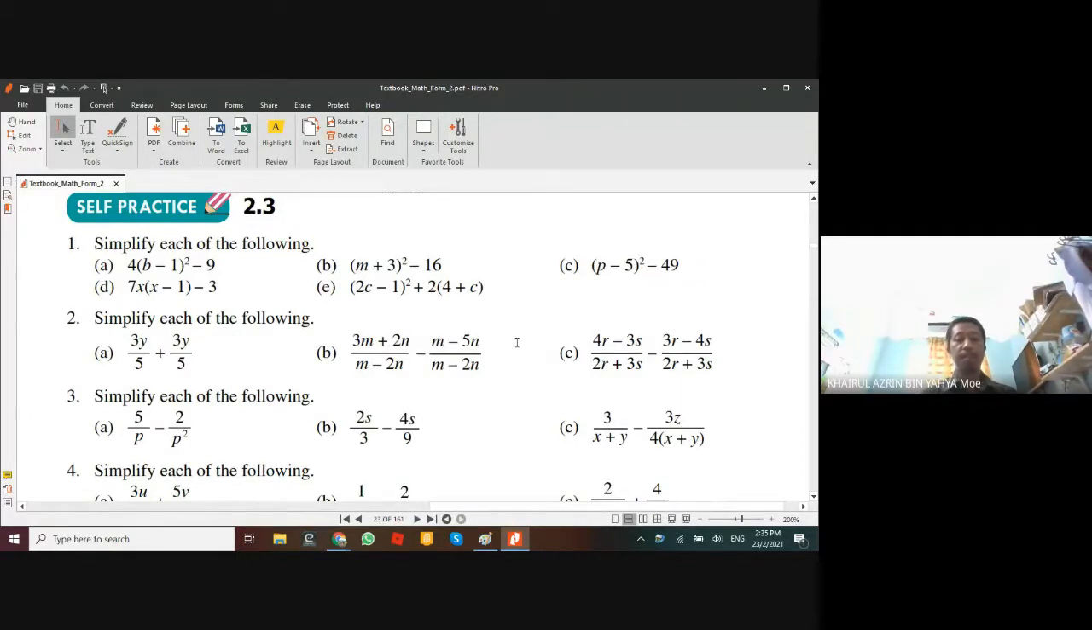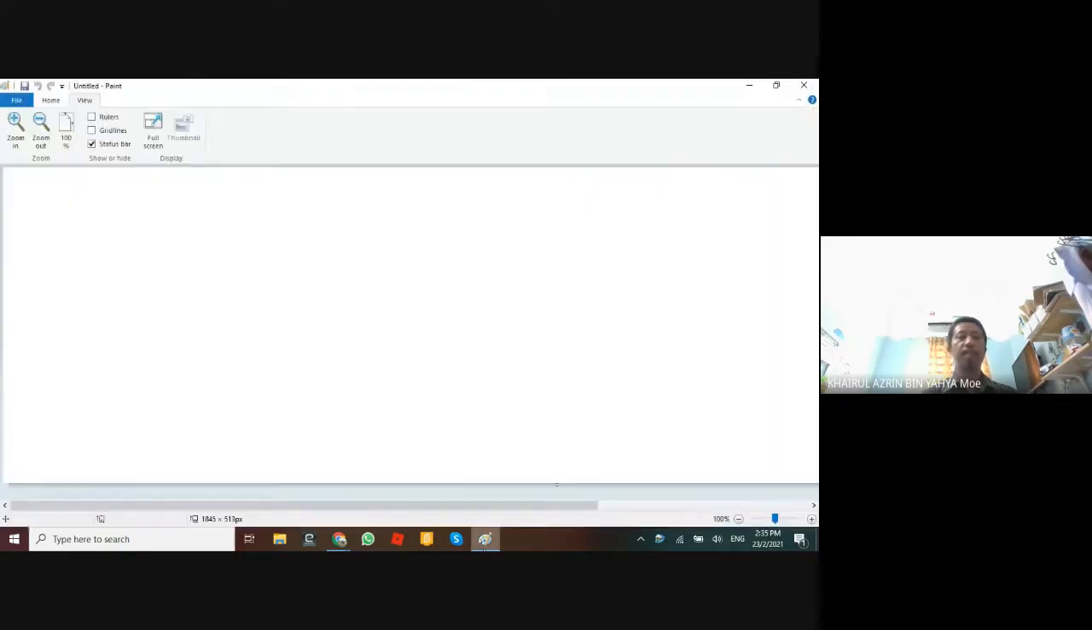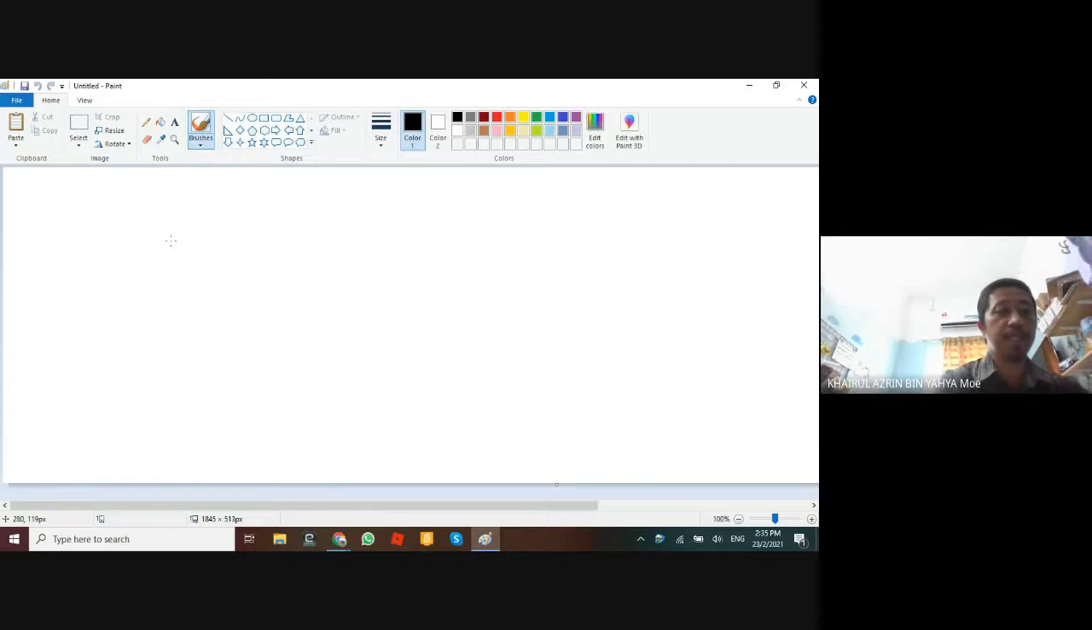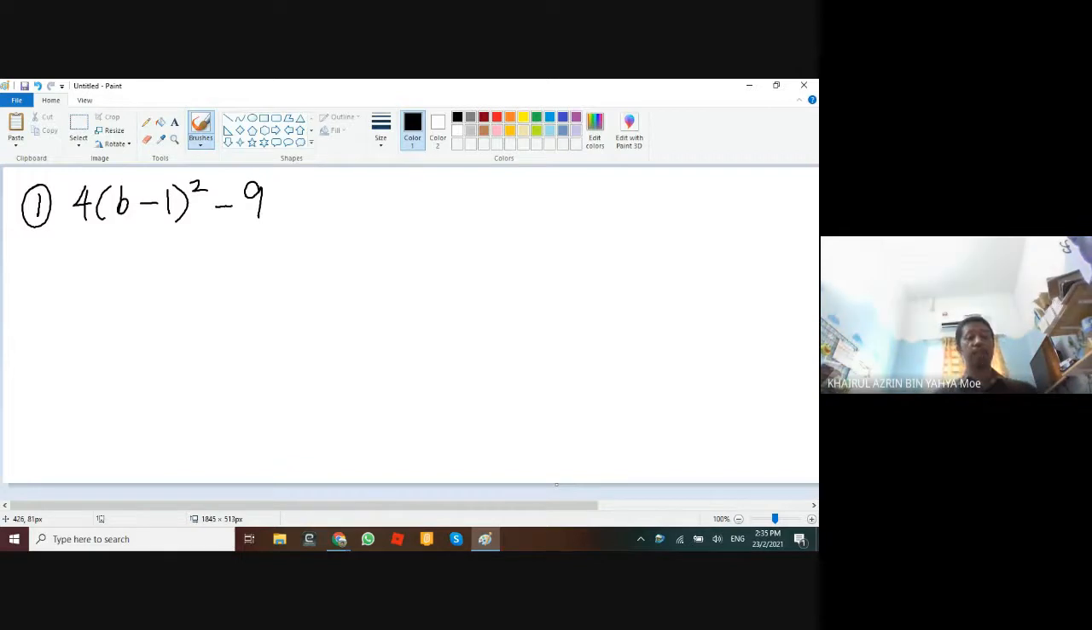I will use this application today, because I think this one very okay. Okay, let me start. So I start with question number 1. Let me write here. We want to simplify the algebraic expression. Question number 1 is like this: 4 and then b minus 1 square minus 9. Okay, this is the first question.